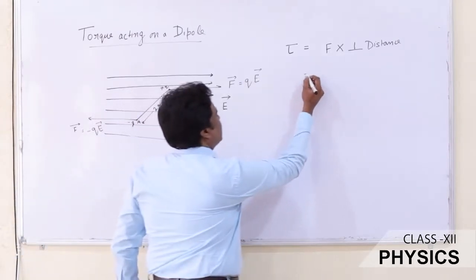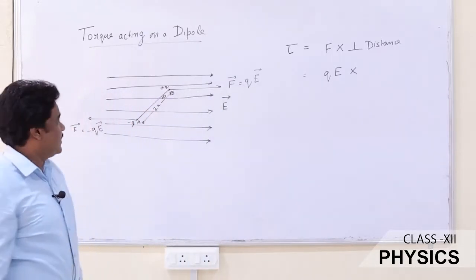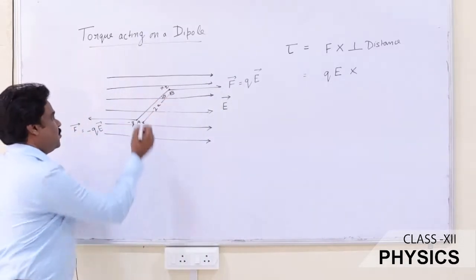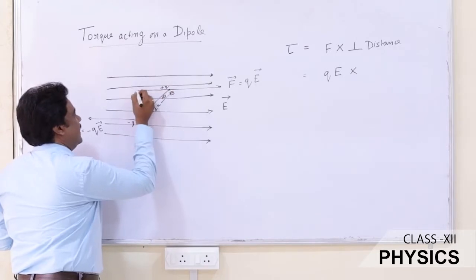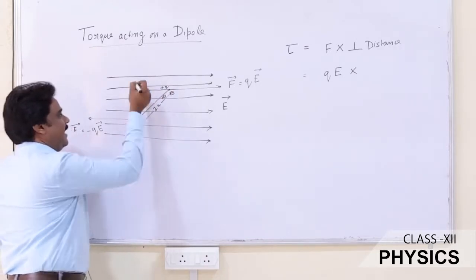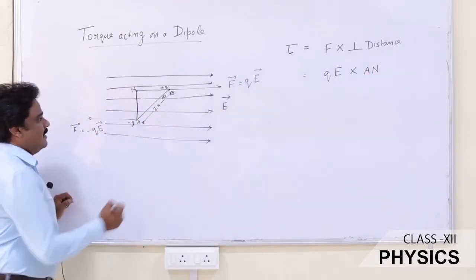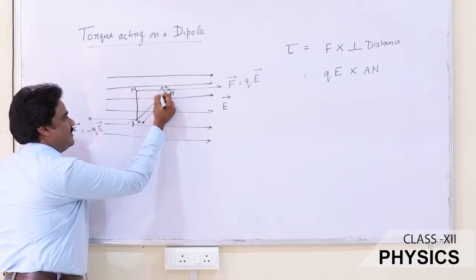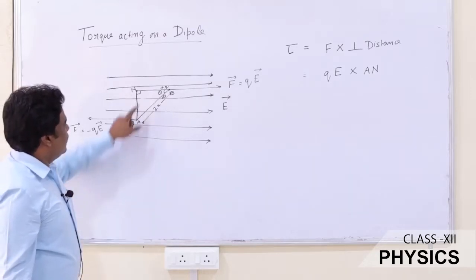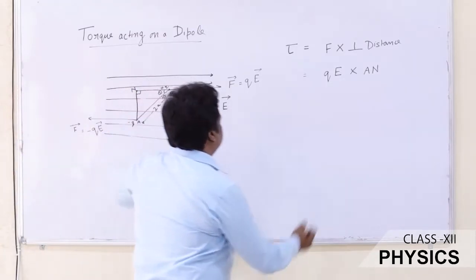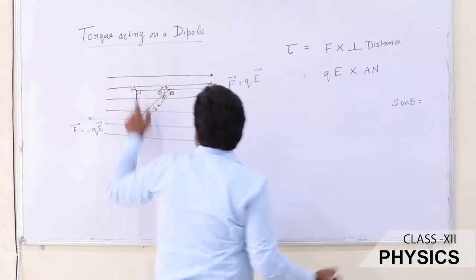Now, either force means, since the two forces are equal in magnitude, I can take any force. So I am going to mark F as QE, into the perpendicular distance. Once again, AB is not the perpendicular distance. So to get the perpendicular distance, I am going to do a construction like this. Then I am going to mark this as N. Then AN represents the perpendicular distance. Now, geometrically, if this is theta, I can mark this angle also as theta, and obviously this will be 90 degrees. I can apply trigonometry: what is sine theta from that right triangle? Sine theta is AN by 2A.